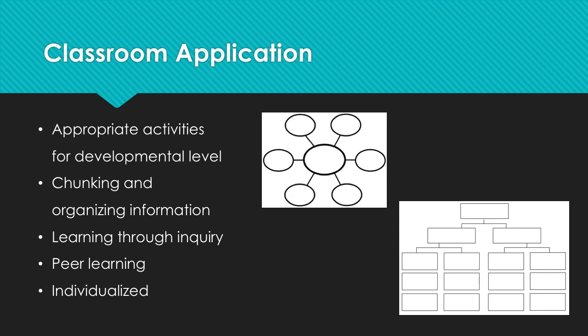In a traditional classroom, cognitive learning theory can be applied through many different ways. These include appropriate activities for developmental level of the learner, chunking and organizing information. This can be done through graphic organizers, learning through inquiry and hands-on problem solving, peer learning and peer review, and individualized instruction as much as possible.